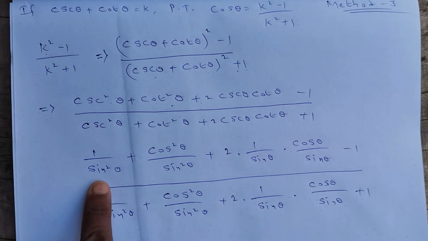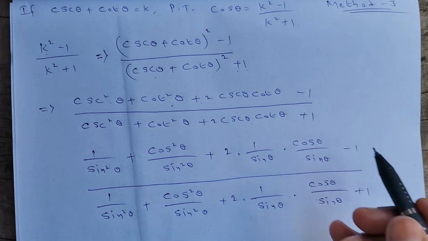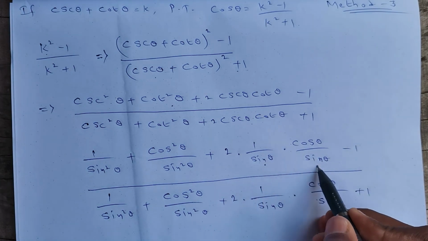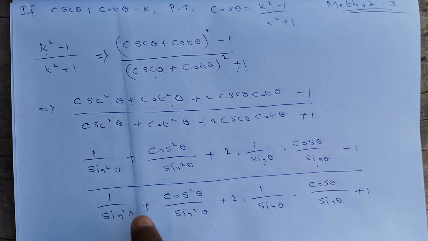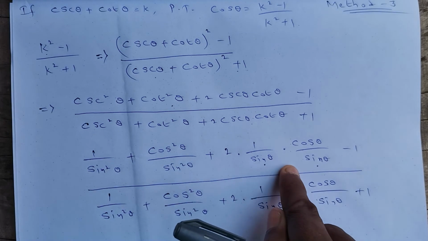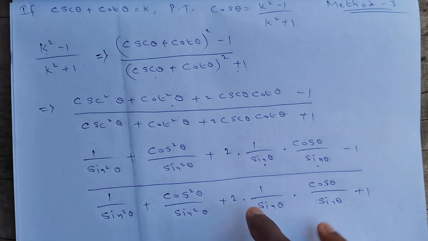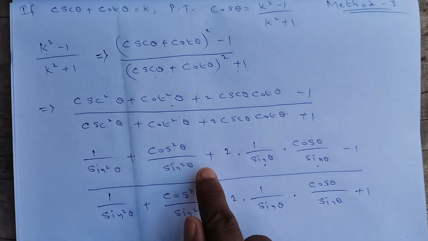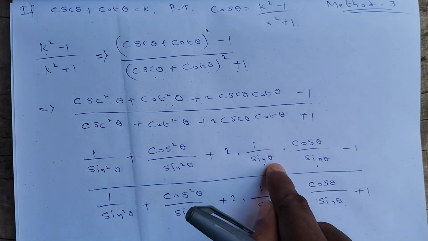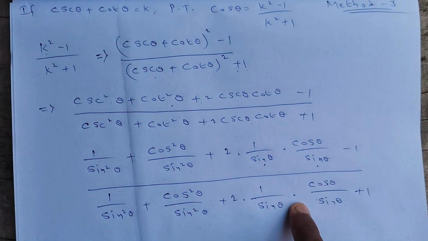So now if we observe clearly, here 1 by sine square theta, plus cos square theta by sine square theta, plus 2 into 1 by sine theta into cos theta by sine theta, which gives sine square theta. So the denominator is sine square theta in every term. The first term, second term and third term all have the same denominator, sine square theta.